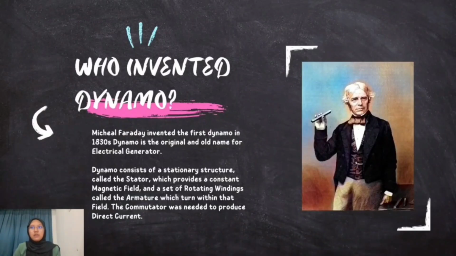Thank you, Kama. Now I will explain who invented the first dynamo. In the 1800s, Michael Faraday invented the first dynamo. Dynamo is the original name for the electric generator. An electric generator is a machine continuously converting rotational mechanical energy into electrical energy. It consisted of a copper disc that rotated between the poles of a magnet.